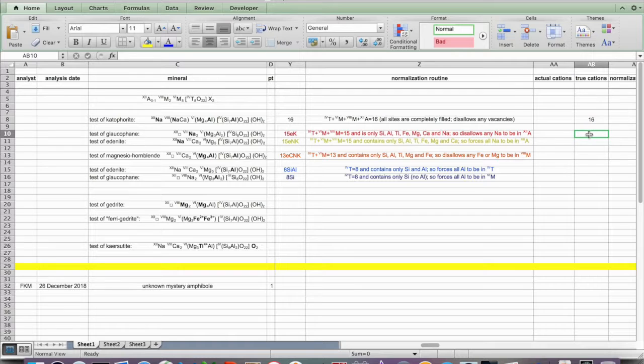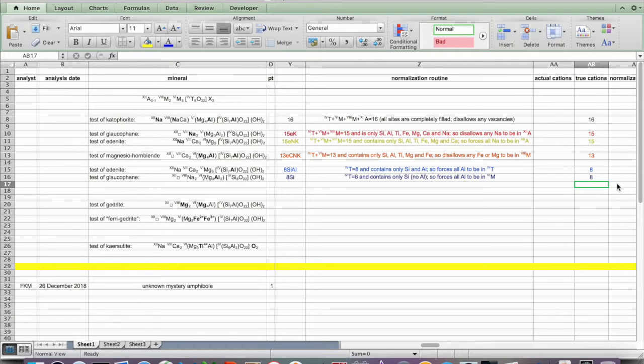Okay? The true cations in both of these, we can see if we look here, it says 15 EK, 15 ENK. So both of these have to be 15. Okay? This one says 13 ECNK, so we are normalizing to a total of 13 cations, so this number has to be 13. And then finally, we see that both of these are normalizations to 8 cations. They're a different set of 8 cations, but they're 8 cations nonetheless. So both of these have to be 8. Okay, so that part's pretty easy.